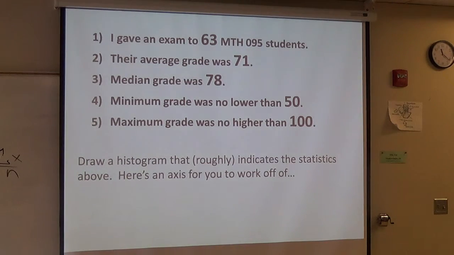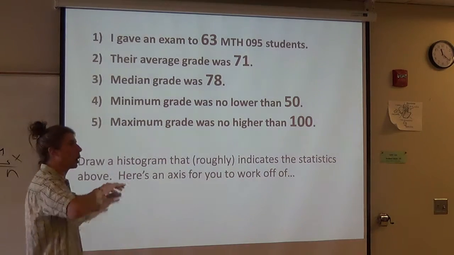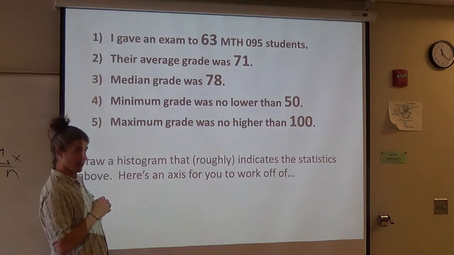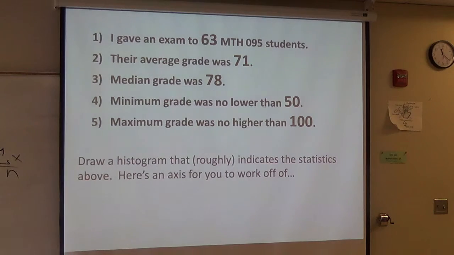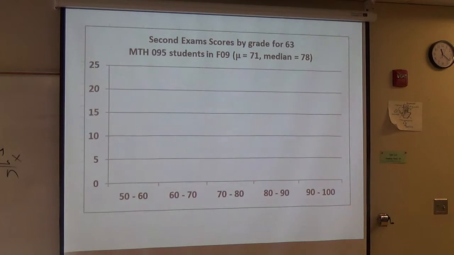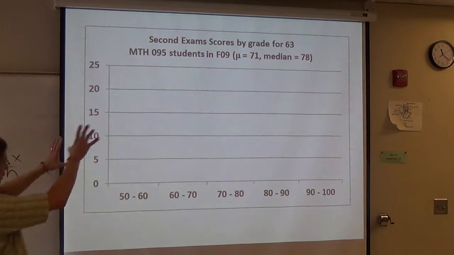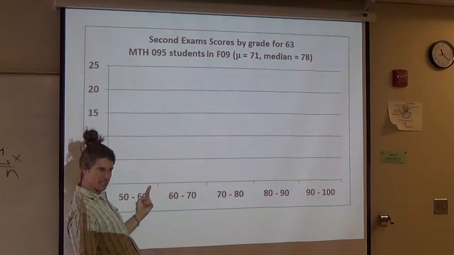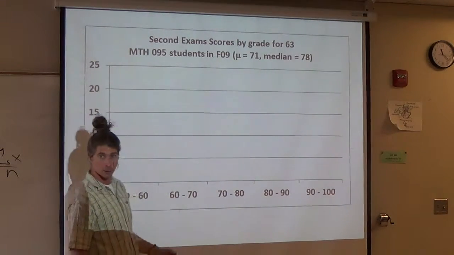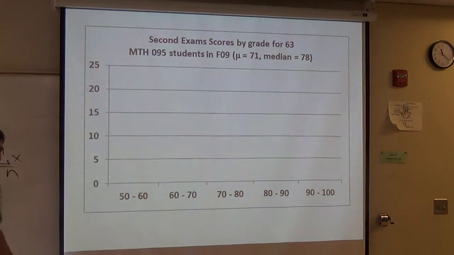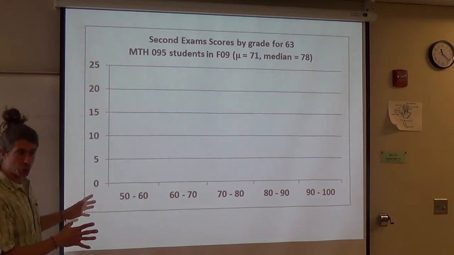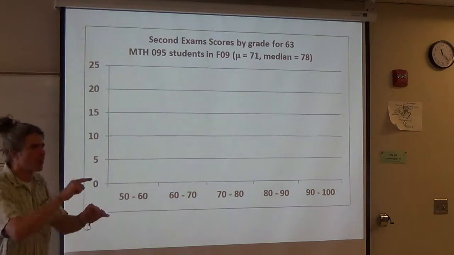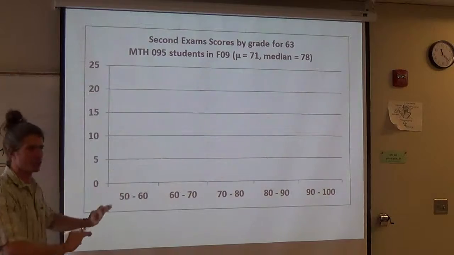What I want you guys to do is draw a graph of this, what you think the distribution looked like. I want you to sketch it. Here's a set of axes. I made you a blank set of axes. I want you guys to draw a histogram in here. I already set up the ranges for you, 10 at a time: 50, 60, 70, 80, 90, 100. Draw me a histogram that shows 63 total students. You can approximate, you don't have to get exactly 63, just get close.